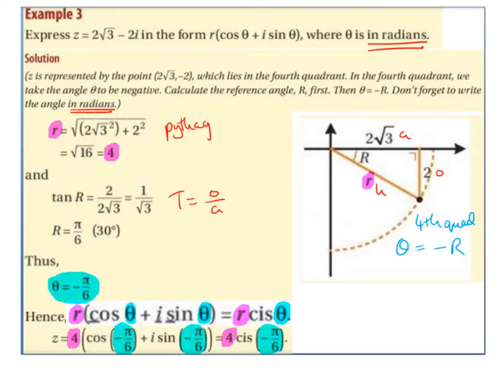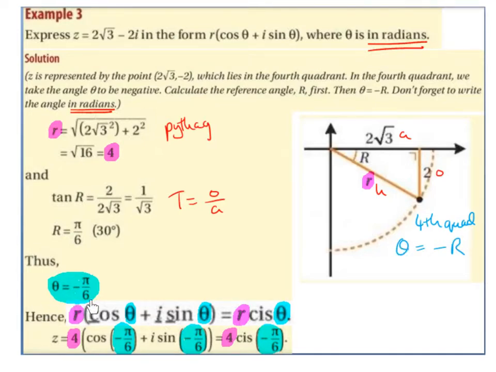So make sure that your calculator is in rad mode to get radians. That's the same thing as 30 degrees. Thus theta is minus pi over 6 because we're in the fourth quadrant. So for the fourth quadrant, you just change your reference angle to a minus.